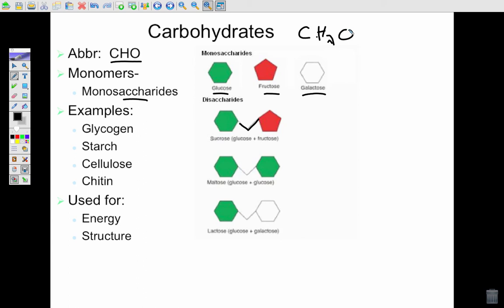So for example, glucose is a 6-carbon sugar, so its chemical formula is C6H12O6. And fructose is a 5-carbon sugar. So fructose would be C5H10O5. Okay, so that follows the general formula for a carbohydrate.